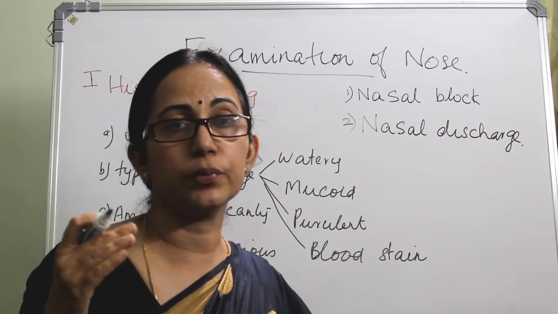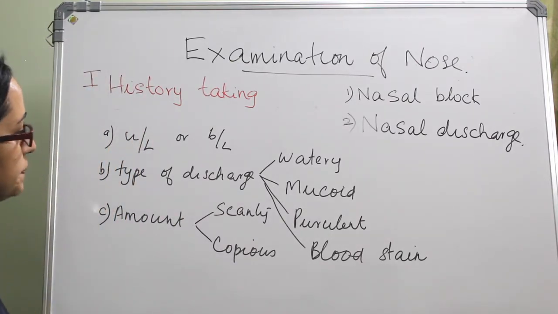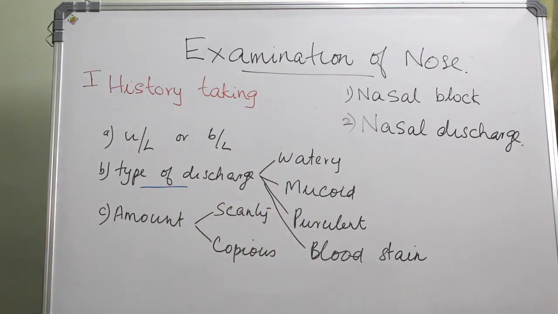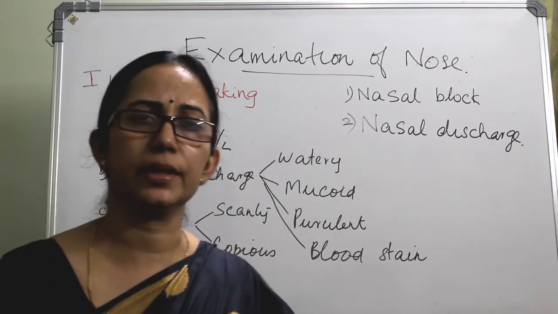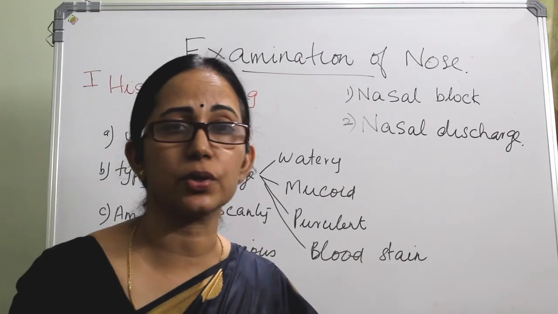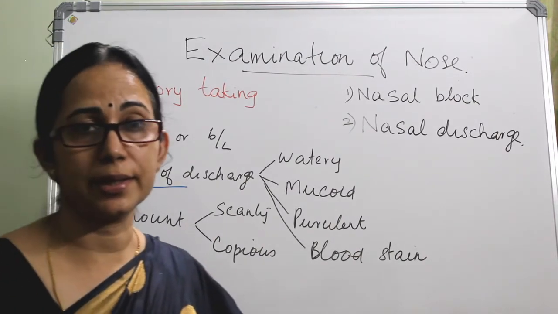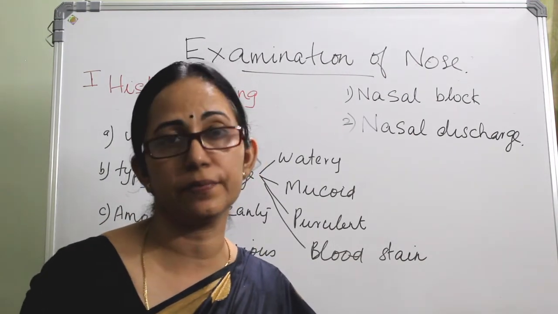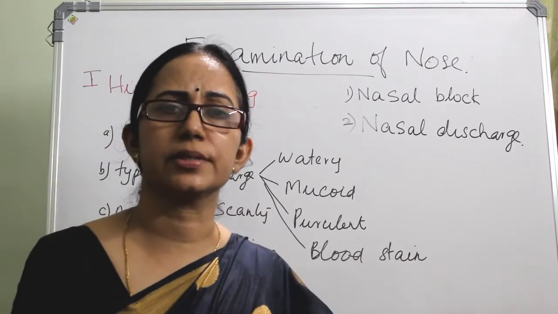The order you have to follow is described along with the examination of ear. I am not repeating. And regarding the type of discharge, these are the common types of nasal discharges. Watery, water-like, flowing like very thin water. Tell me a common condition which causes watery nasal discharge. It is common cold, allergic rhinitis, vasomotor rhinitis is again a common cause, and also CSF rhinorrhea, you get a watery nasal discharge. And mucoid, what is this mucoid discharge?